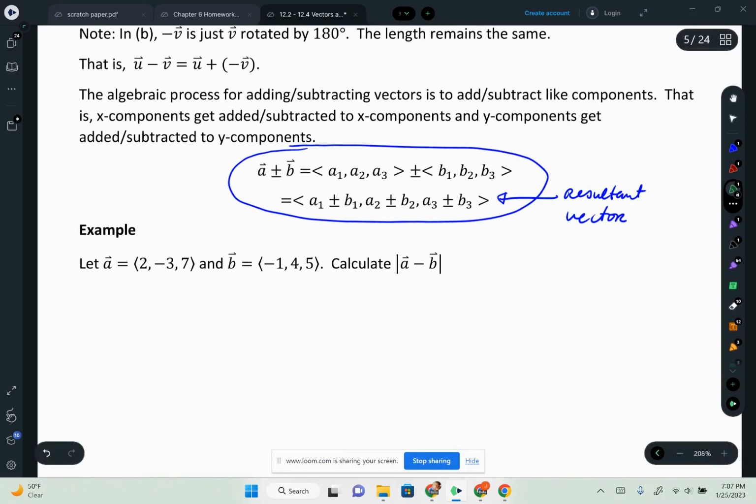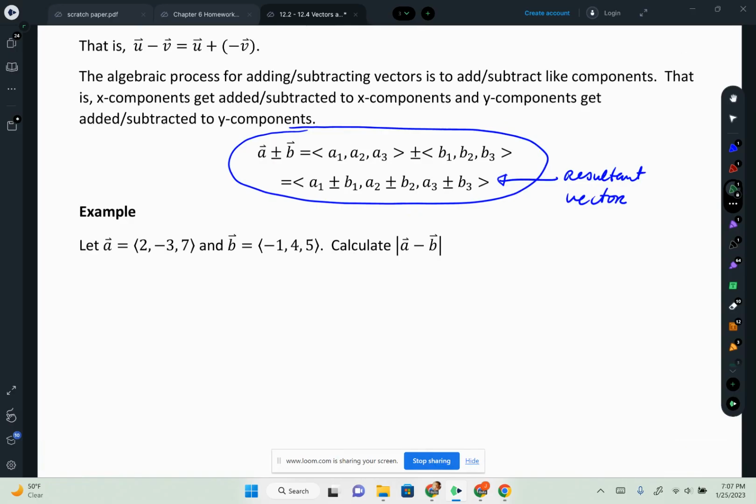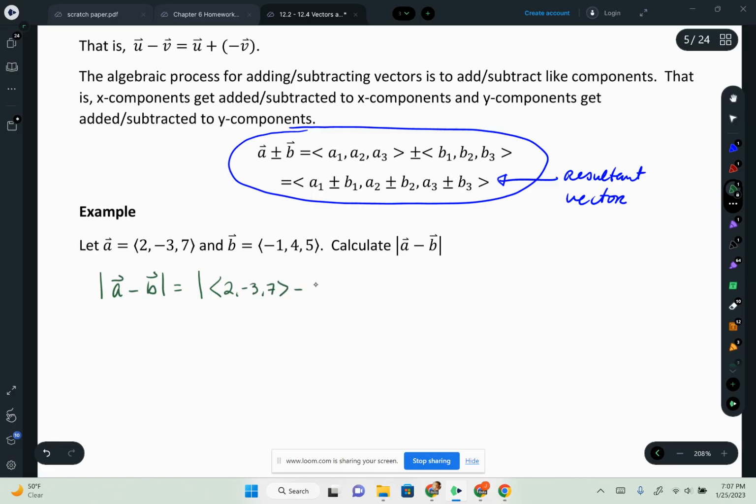Okay, one more quick little exercise. We're given the same vectors, A and B. A is 2, -3, 7. B is -1, 4, 5. We are asked to calculate the magnitude of A minus B. So the magnitude of A minus B, inside of the magnitude bars, I'm going to go ahead and write my A and my B. So I have the magnitude of 2, -3, 7, minus the vector -1, 4, 5.